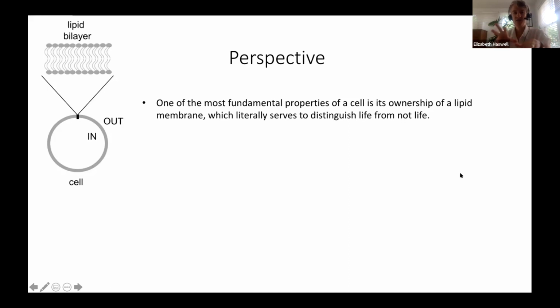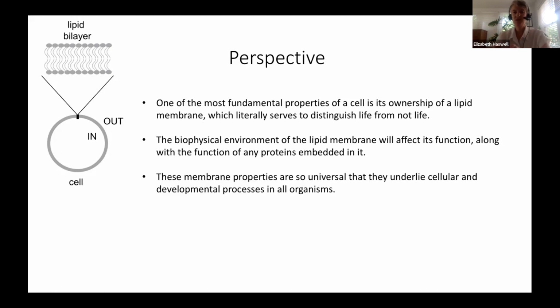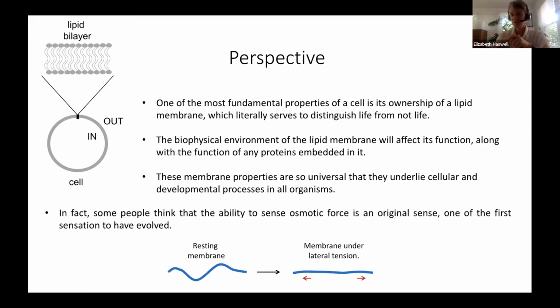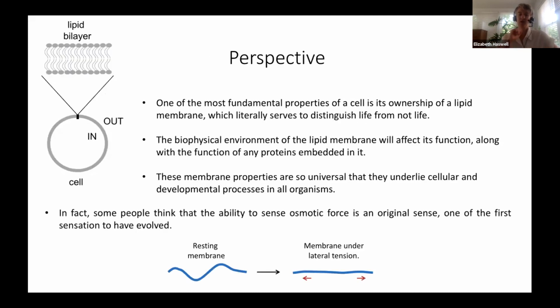What's alive and what's not alive. That's basically the definition of a cell, the presence of a membrane. The biophysical environment of the membrane affects its function, along with the function of any proteins embedded in it. These membrane properties are so universal that they underlie cellular and developmental processes in all organisms. It has really been argued that osmotic force may be one of the original senses, and the ability to sense it one of the first sensations to have evolved.